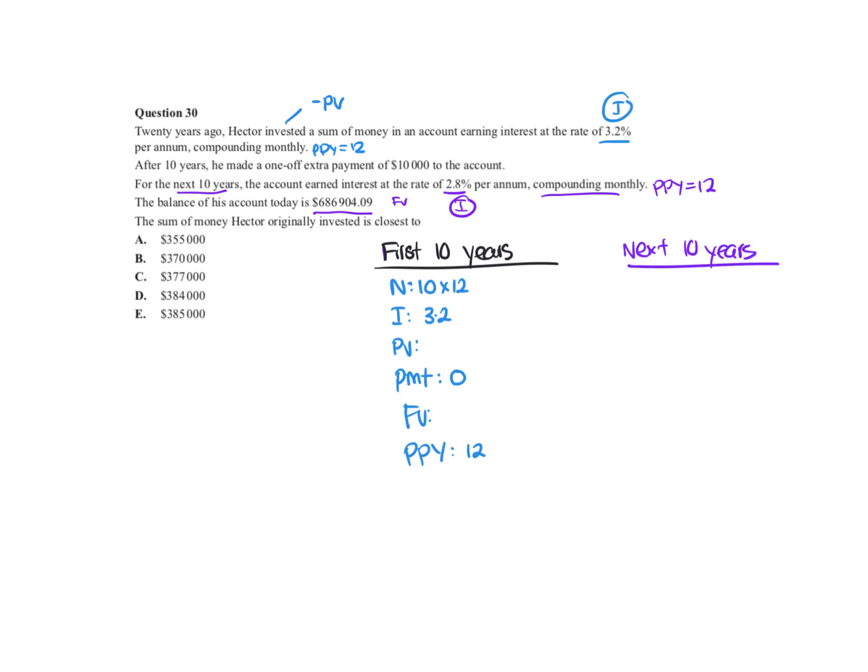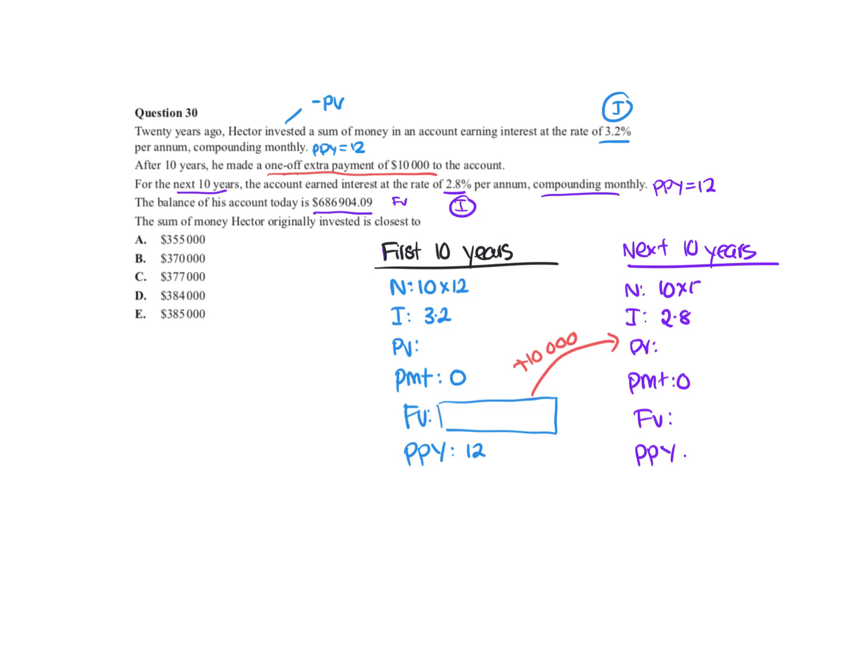But just before the next 10 years, I'm going to write out the solver here. And right before we start this next 10-year scenario, what happens is he added an extra one-off payment. So he would have got to this value here, whatever that was. He then added 10,000 to that, and then that becomes his new PV. And then he's off and running. So if we look at what we've got with the next 10 years, we've got 2.8, and he still would go another 10 years, so 10 times 12, and they still said it was PPY.